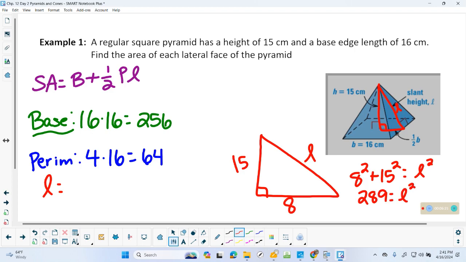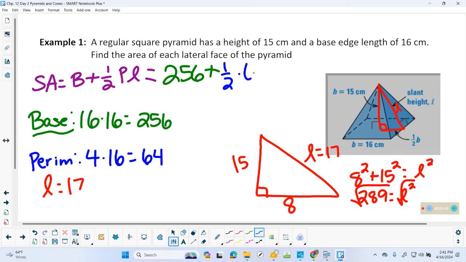Let's get rid of the squaring with a root. What is the square root of 289? 17. Comes out nice. All right, we've got it. So guess what? We have everything we need now to do the final surface area calculations. Area of the base, 256, plus a half of the perimeter of the base. We found, or I need to put the half in. Perimeter of the base, 64, and then our slant height we just got.